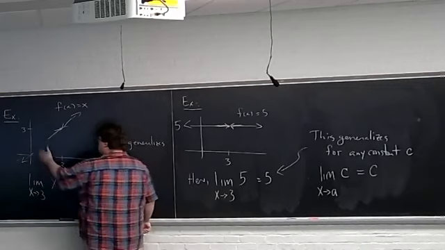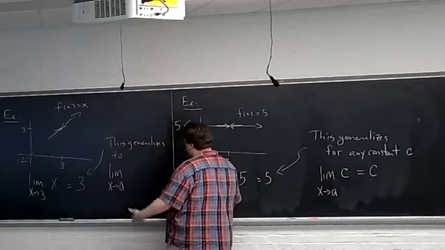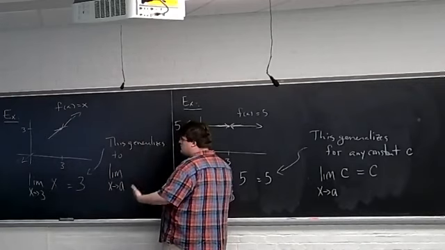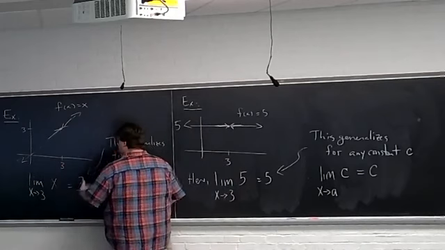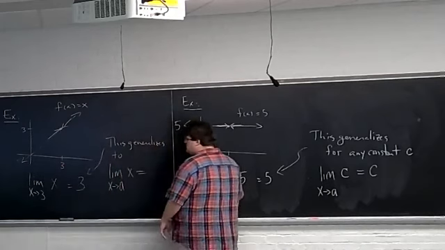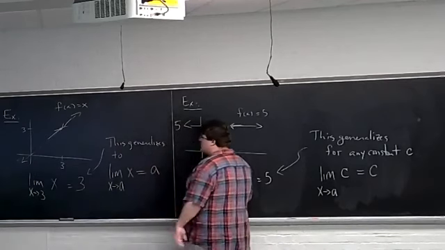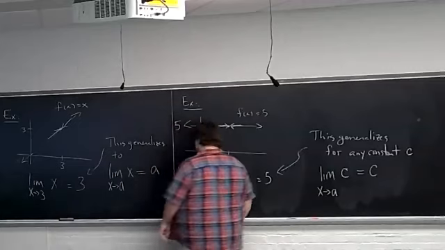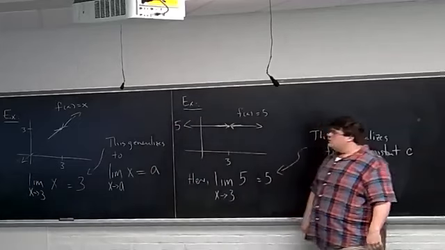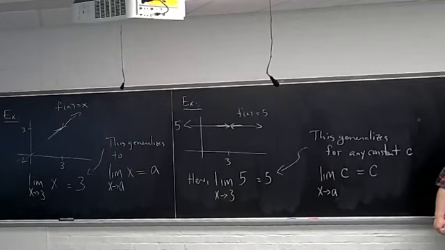How would the y values change? Well, it would go through the point 2, 2, 4, 4, and so on. So on both sides, the limit would be that same x value. Limit as x approaches some number of x is that number, from that graph. Any questions about that one?